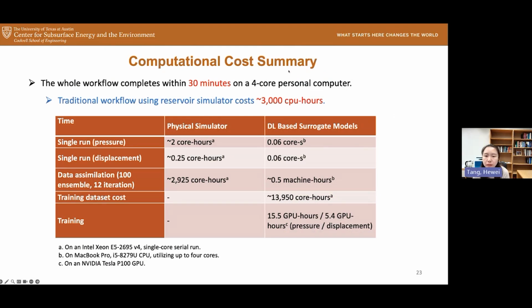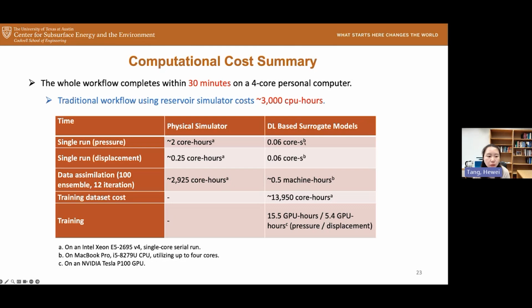Here, I summarize the computational cost. The whole workflow completes within 30 minutes on a 4-core personal computer. Whereas if we use a traditional workflow with reservoir simulators, it can cost around 3,000 CPU hours. This significant computational cost reduction relies on deep learning-based surrogate models.